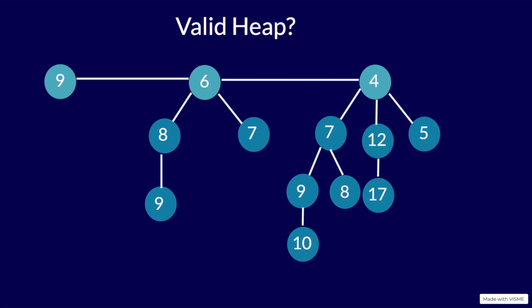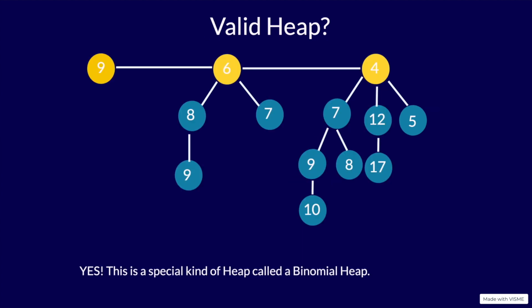Sounds confusing, right? Or looks confusing? Yes, this is a valid heap. And this is an example of a binomial heap, which is a special kind of heap, right?